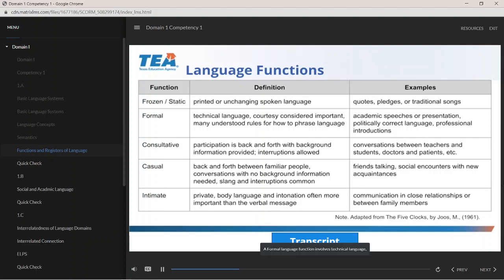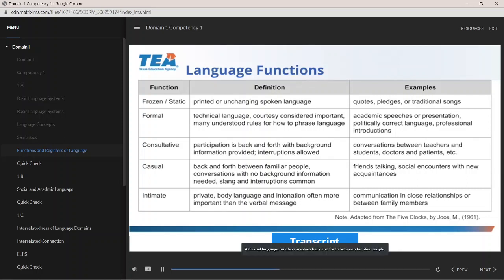A formal language function involves technical language. Courtesy is considered important, and there are many understood rules for how to phrase language. Examples may include academic speeches or presentations, politically correct language, and professional introductions. In a consultative language function, participation is back and forth with background information provided and interruptions allowed. Examples include conversations between teachers and students, doctors and patients.